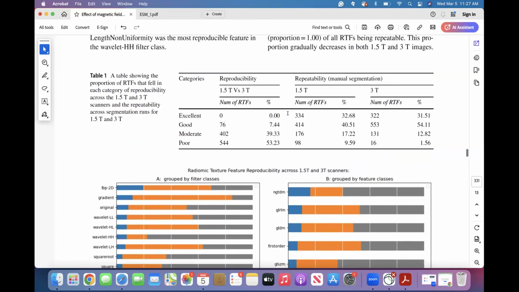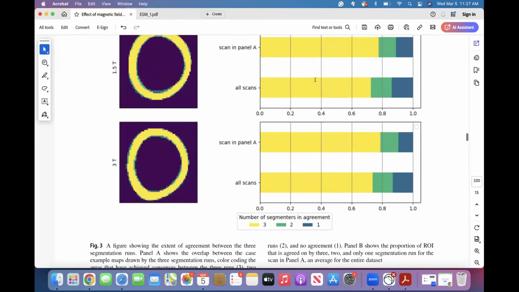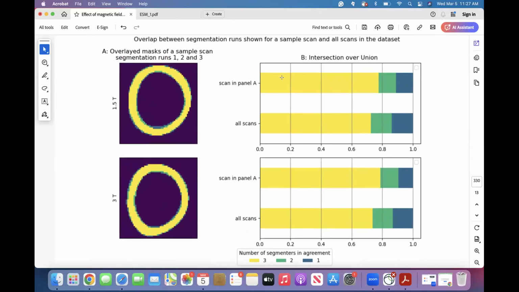For the manually segmented scans from round 1, 2, and 3, when we compared them for repeatability, we realized that roughly a third of them had excellent repeatability. About 40% had good repeatability in the 1.5 Tesla images, and similar results were also obtained in the 3 Tesla images as well. Now, coming back to the effect of segmentation variability.